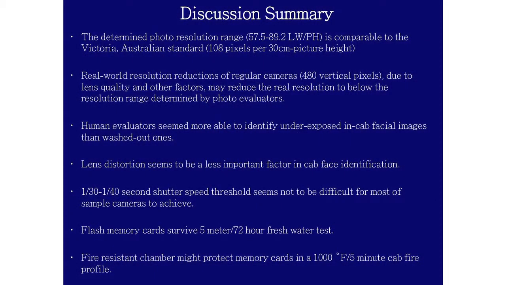We can see the photo resolution range is from 57 to 89 line widths per picture height, and it's comparable with the Victoria Australian standard, 108 pixels. The second is the real-world resolution reduction of the regular camera. That's 480 pixels, vertical line pixels. The resolution reduction may reduce the real resolution below our threshold determined by the evaluators.